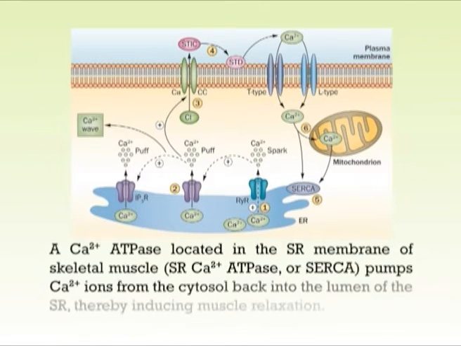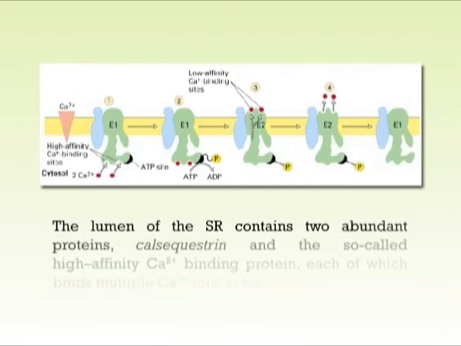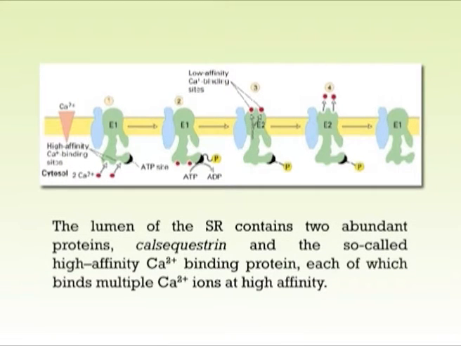A calcium ATPase located in the SR membrane of skeletal muscle, also known as SR calcium ATPase or SERCA, pumps calcium ions from the cytosol back into the lumen of the SR, thereby inducing muscle relaxation. The lumen of the SR contains 2 abundant proteins, calsequestrin and the so-called high-affinity calcium-binding protein, each of which binds multiple calcium ions at high affinity.